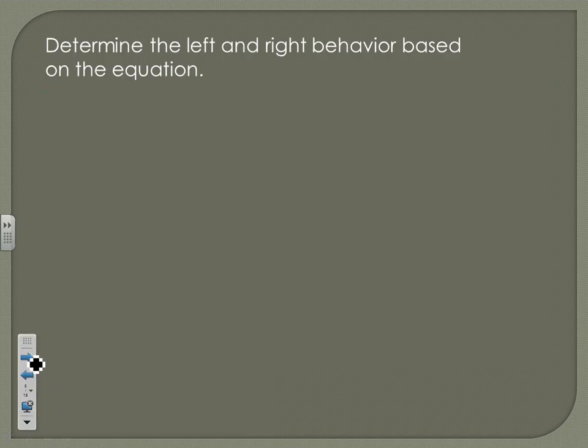Okay, now sometimes they're not going to give us the graph. All they're going to do is give us the equation. And we have to use what we know about even and odd functions in order to kind of visualize how that graph is going to look. So like in number 5, if I look at my degree, it is 4, which means it's even.